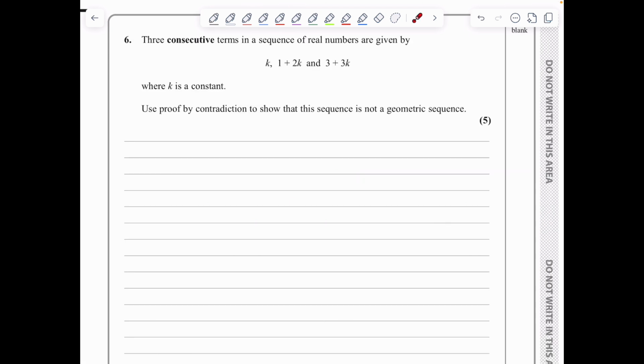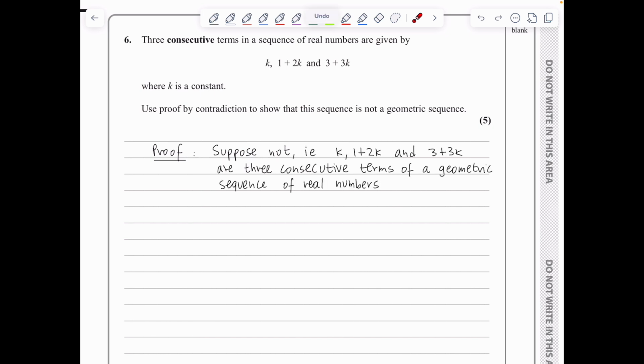In question 6, we are told that 3 consecutive terms in a sequence of real numbers are k, 1 plus 2k, and 3 plus 3k. K is a constant, and we need to use proof by contradiction to show that this sequence cannot be a geometric sequence. Well, we know that in proof by contradiction, we always start by assuming the opposite of what we need to prove. So we say suppose not, i.e. k, 1 plus 2k, and 3 plus 3k are 3 consecutive terms of a geometric sequence of real numbers.